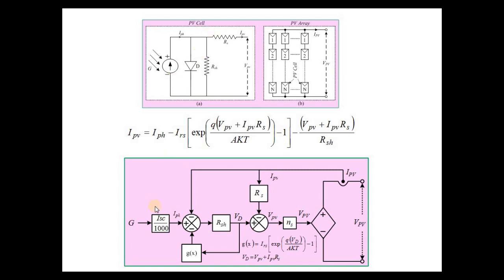See, this is the simple diagram for modeling. This is the ISC, I mean short circuit current. This is the nominal irradiance, and this is the irradiance. So irradiance divided by nominal irradiance, times short circuit current, is IPH. So this is the current source converter.